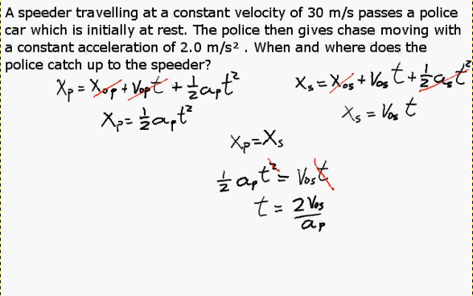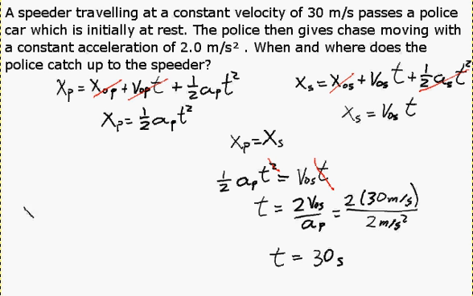That gives us this equation. We sub in our variables, so 30 meters per second is the initial velocity of the speeder, and 2 meters per second squared is the acceleration of the police. So we have a time they both meet at after traveling 30 seconds.